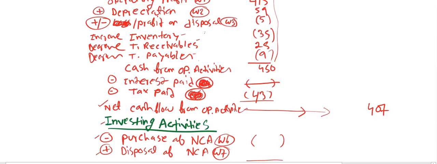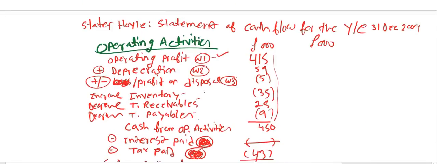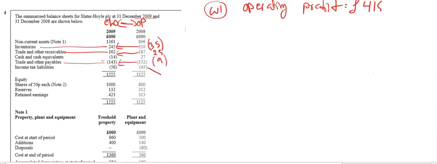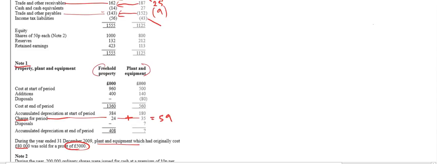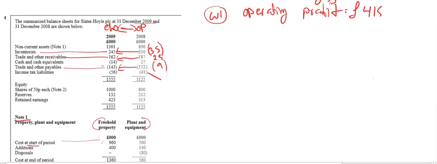Okay. Investing activities. 2 items we'll look for. Cash purchase of non-current asset here and disposal of non-current asset. Let's look for those items in our question. Okay. There we go. They've given us a note here regarding property, plant, and equipment. Okay, so 2 items, freehold property and plant and equipment. Okay, bear in mind this is the cost at the start. These are the cost. And in the question, top over here, non-current asset, these are net book value. They never told you, but these are net book value.